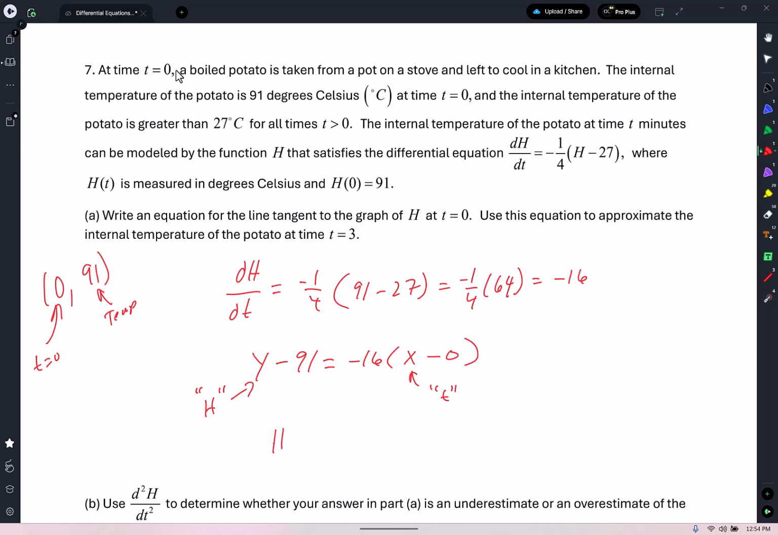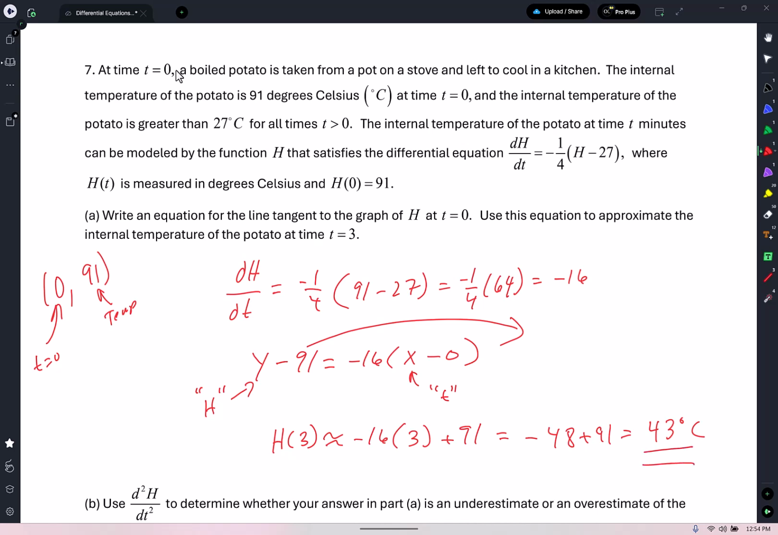So I'm going to go h of 3. I'll just move that 91 to the other side. h of 3 is approximately negative 16 times (3 minus 0), which is just 3, plus 91. I could leave it like that, guys, but we can do this. It's not too extreme. 16 times 3, 16, 32, 48. So negative 48 plus 91. Let's see, 48, 58, 68, 78, 88, 89, 90, 91, a 43 degree difference. 43 degrees Celsius. And there it is, guys.